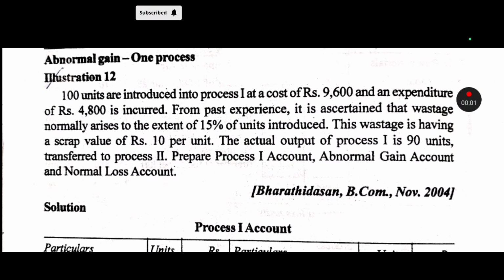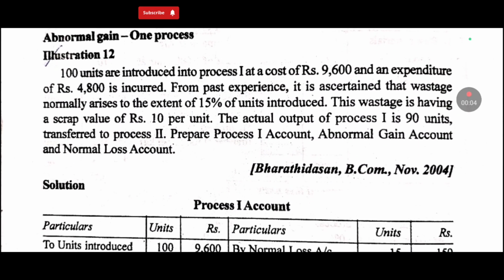Good morning, students. In process costing, today we are going to prepare abnormal gain, one process method. Illustration sum number 12. 100 units are introduced into process 1 at a cost of rupees 9,600 and an expenditure of rupees 4,800 is incurred.